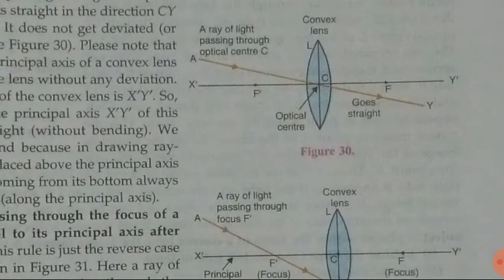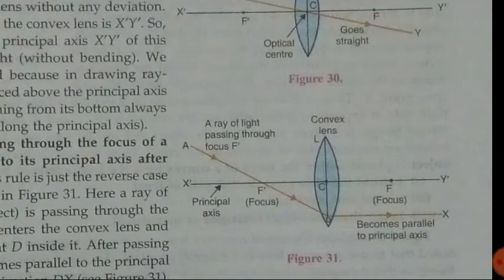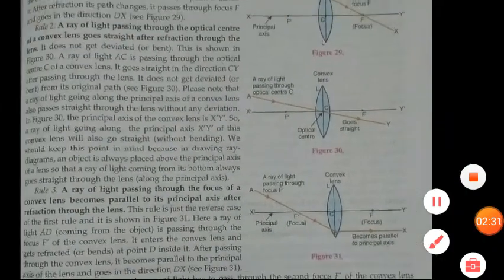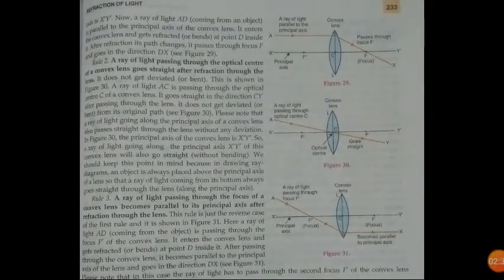Then this is the second rule. When the light ray passes through the optical center, it will pass in a straight line. It will not get refracted. Okay, it will not change its path. Then the third rule: when the light ray is incident on the lens by passing through focus, after refraction it becomes parallel to the principal axis. So these are the three rules for formation of images in a convex lens.